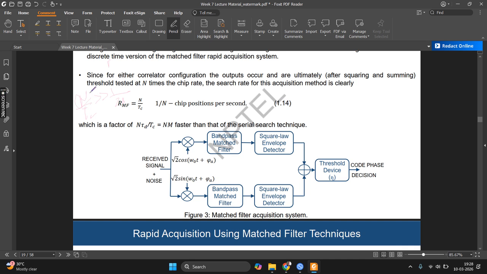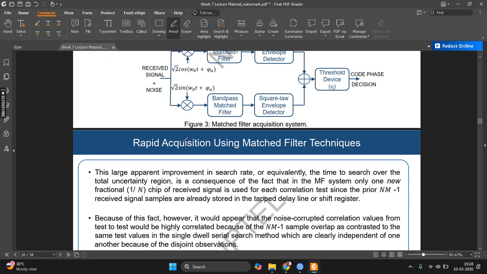There is an n here, and this n can be pretty large. So the search rate is much higher. So tau_d by tau_c is basically n, so it is higher by n. It is n into m times faster than that of the serial search technique.